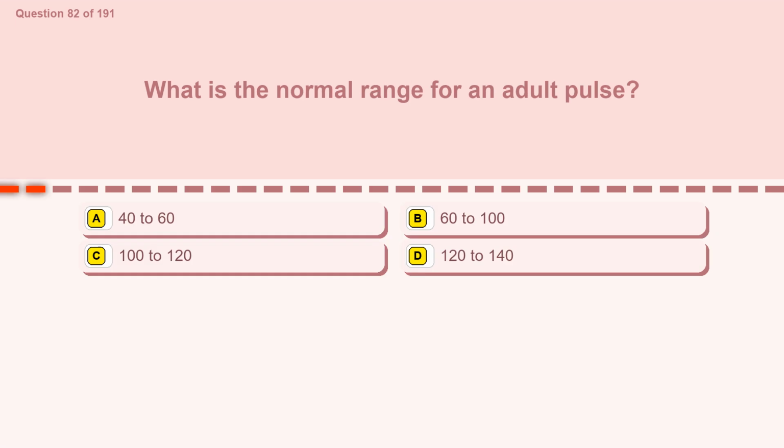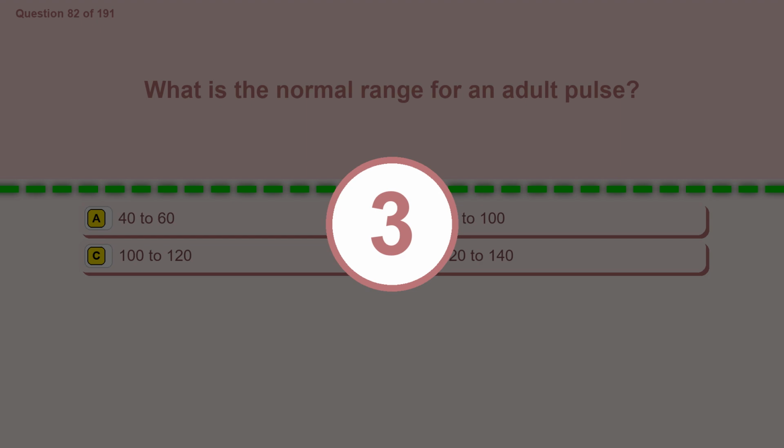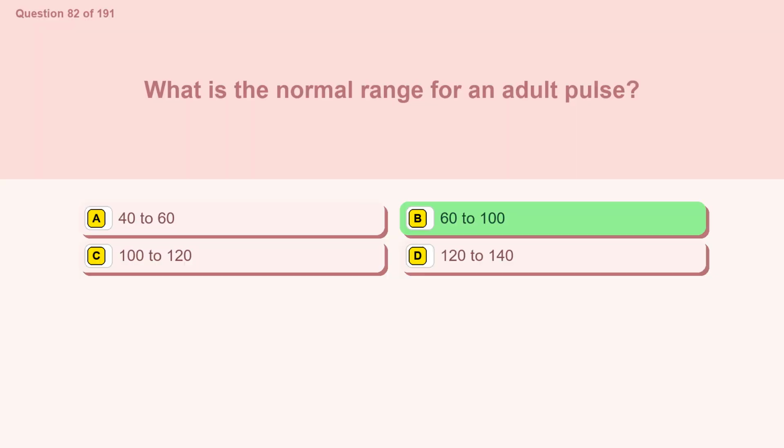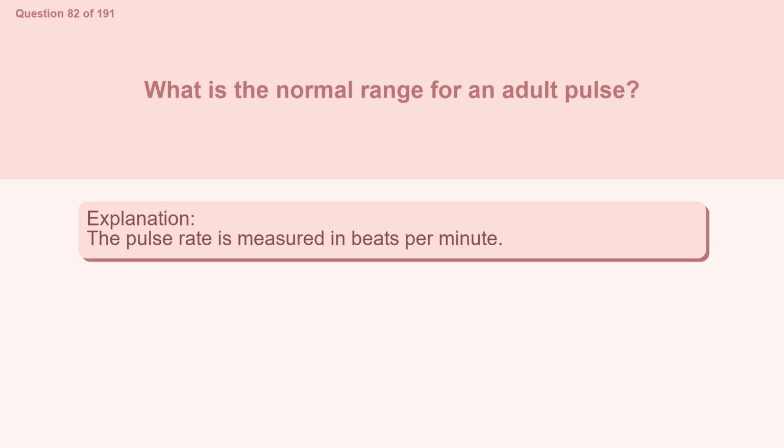Question 82. What is the normal range for an adult pulse? Option A, 40 to 60. Option B, 60 to 100. Option C, 100 to 120. Option D, 120 to 140. The correct answer is option B, 60 to 100. The pulse rate is measured in beats per minute.